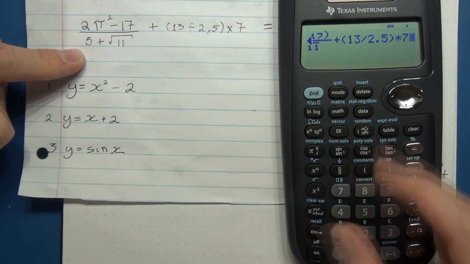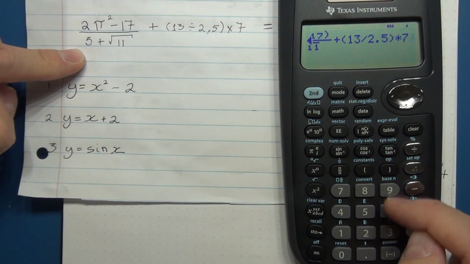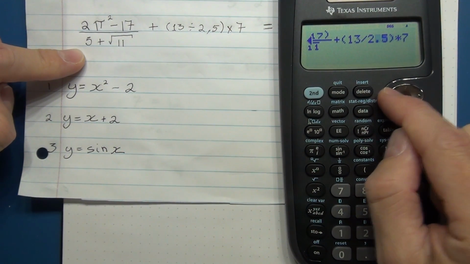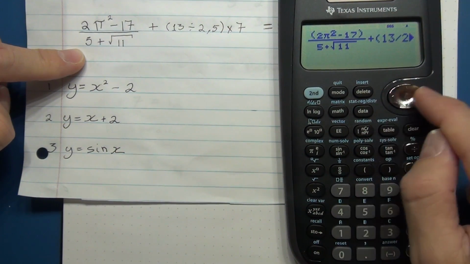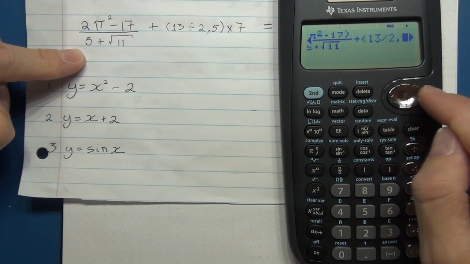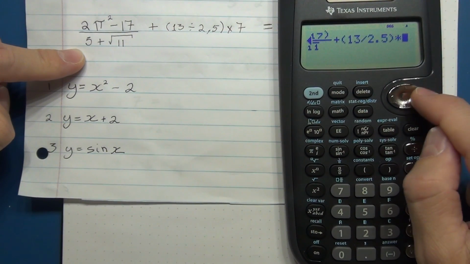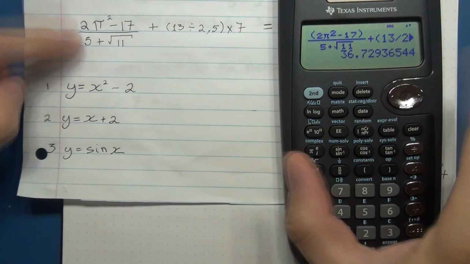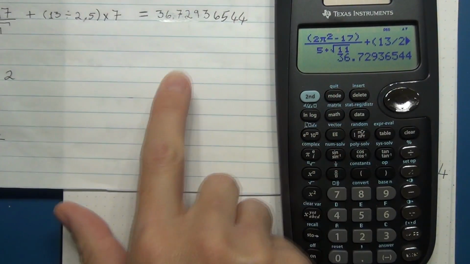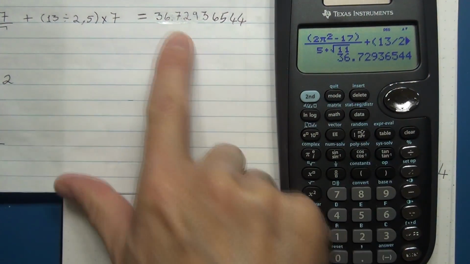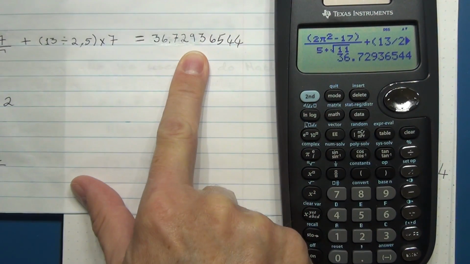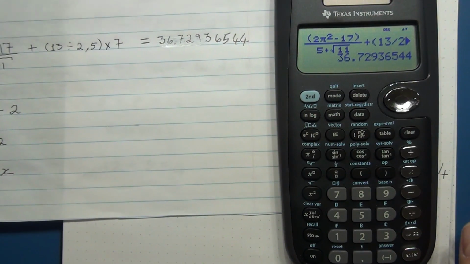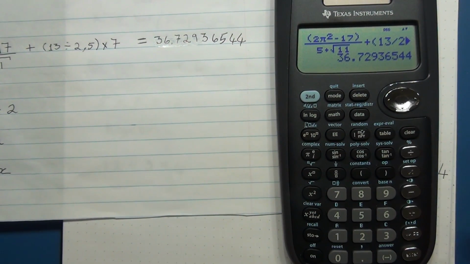So there's a fair few keystrokes you have to enter to get your whole algebraic format onto the display. But there you go, we've got it in. And if I push the enter button at the bottom here, we get our answer of 36.7293, which I've got noted over here. So let's go and do that same thing on the 15C.